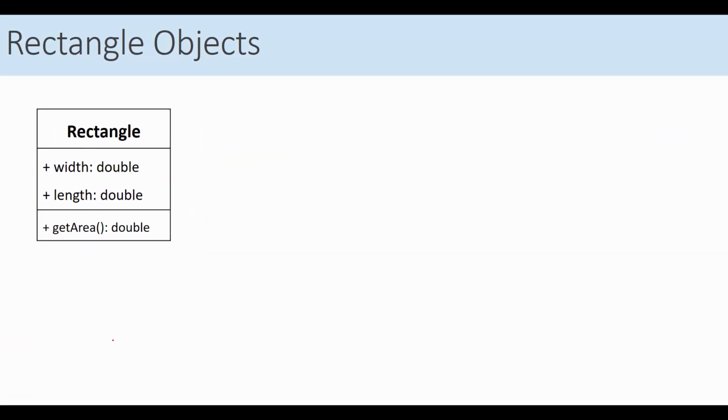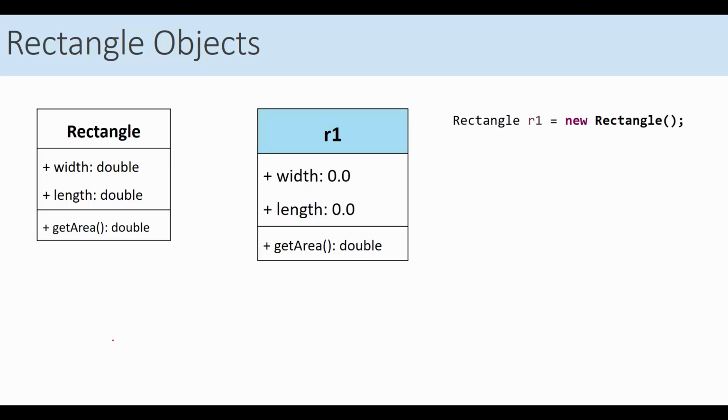Let's analyze what happened when we created the rectangle object from the rectangle class. When we said rectangle R1 equals new rectangle, a new rectangle object was created in memory. It's an instance of the rectangle class. The name of the object is R1. It has the same attributes of the rectangle class. Initially, numerical attributes will be set to 0, Boolean will be set to false, any object attribute will be set to null.